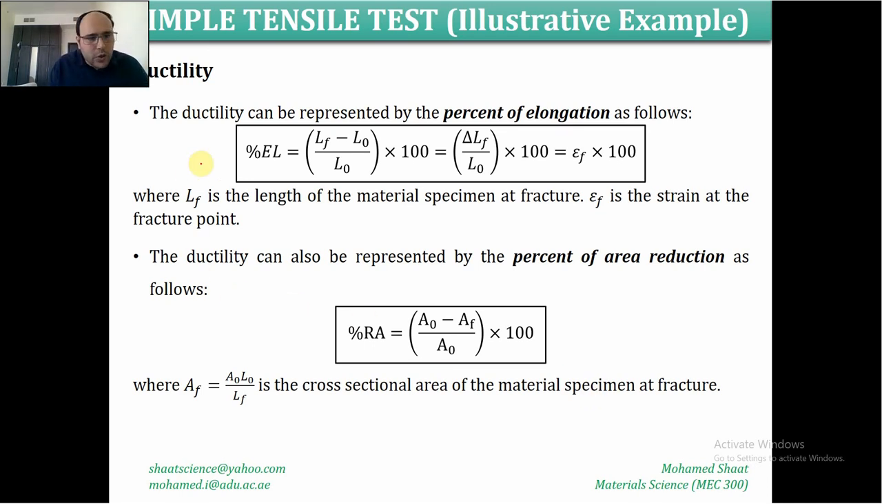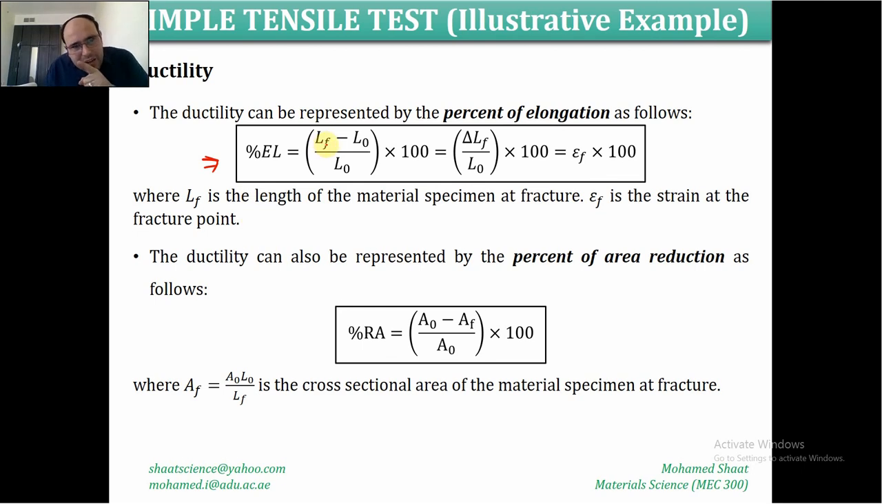The percent of elongation can be calculated as the final length of the material sample at fracture, minus the original length, divided by the original length, times 100, since we are calculating a percent of increase, percent of elongation.